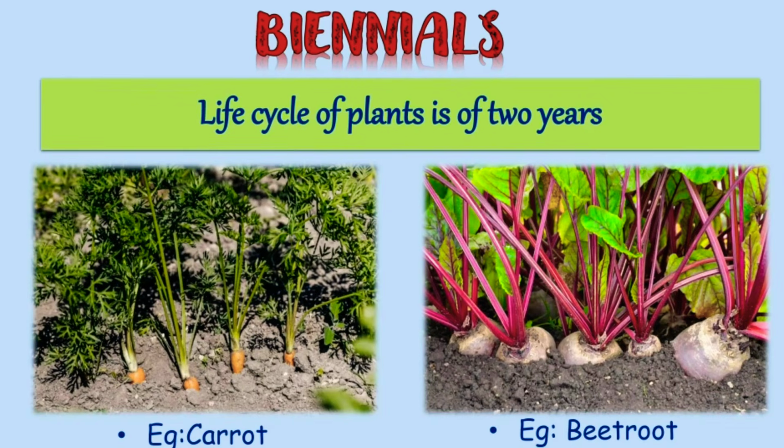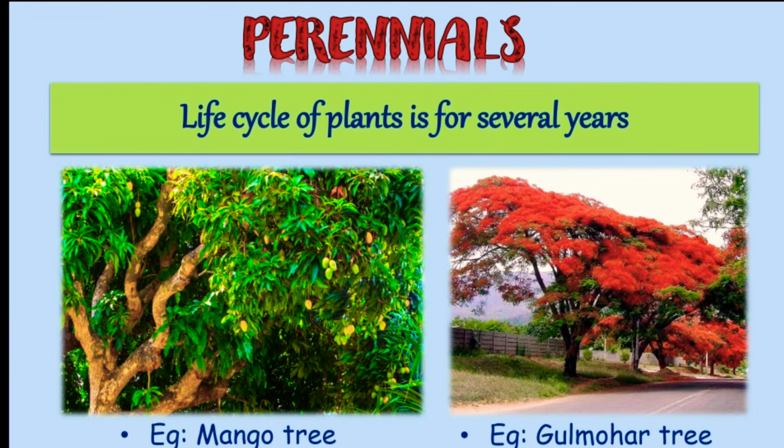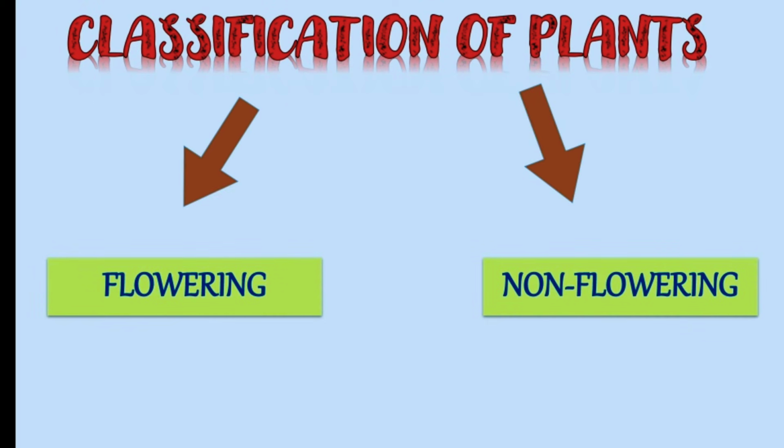The next type is biennials. Biennials means the life cycle of plant is of 2 years. For example, carrot and beetroot. Both of these require 2 years for the life cycle to be completed. Our next type is perennials. Life cycle of plants which are for several years is known as perennials. For example, mango tree, gulmohar tree. The life cycle of these plants are for several years. This type is known as perennials.